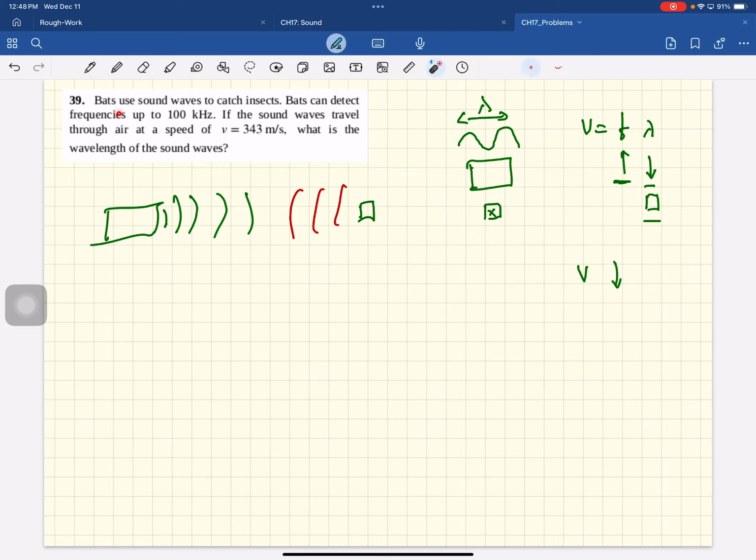Anyway, bats use sound waves to catch insects. A bat can detect frequencies up to 100 kilohertz. If the sound waves travel through air at a speed of 343 meters per second, what is the wavelength of the sound wave? The problem itself is fairly simple. V is frequency times wavelength.